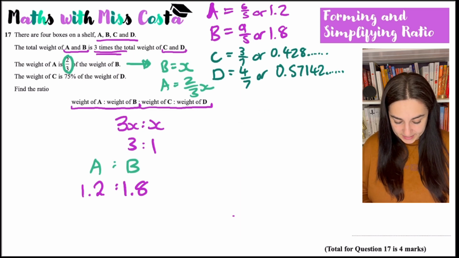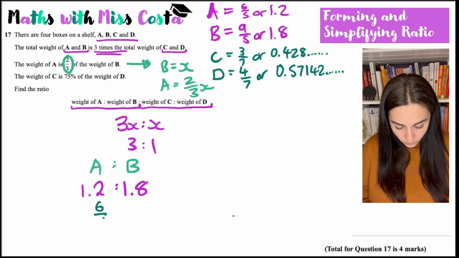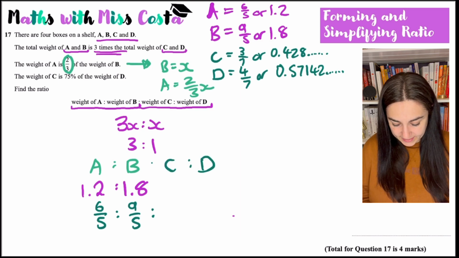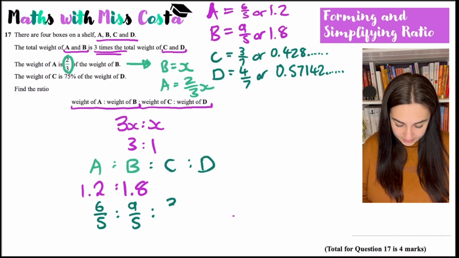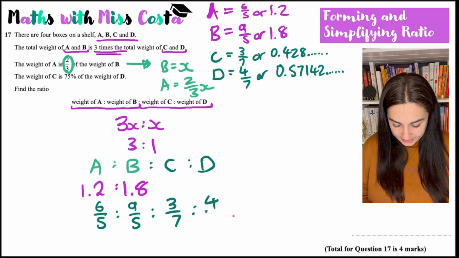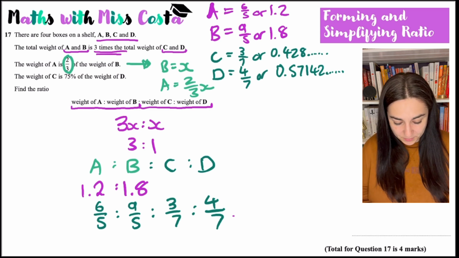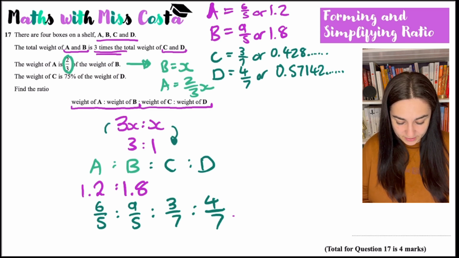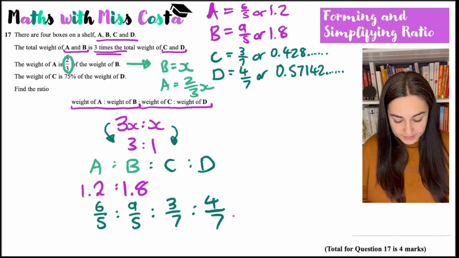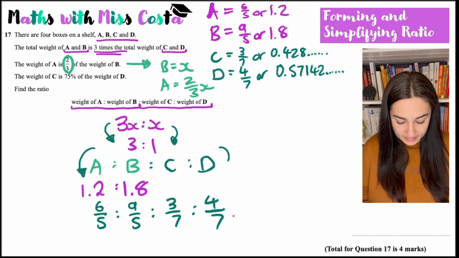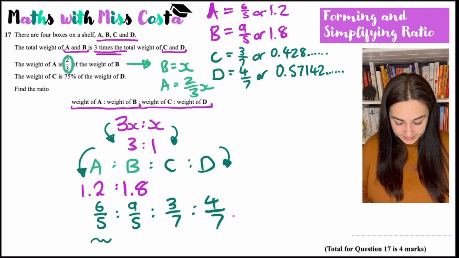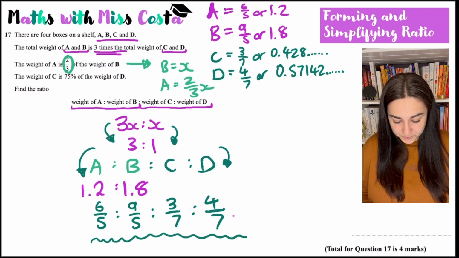I know that A to B is 1.2 to 1.8, or I could write it in fractional form, 6/5 to 9/5. And then C to D must be 3/7 and 4/7. So I've got all of my ratios in this form in a way that they relate to each other, because I started by splitting them up into the ratio 3:1. And then using this ratio, I split them up into their A and B and C and D correspondence. So now this is the full ratio.